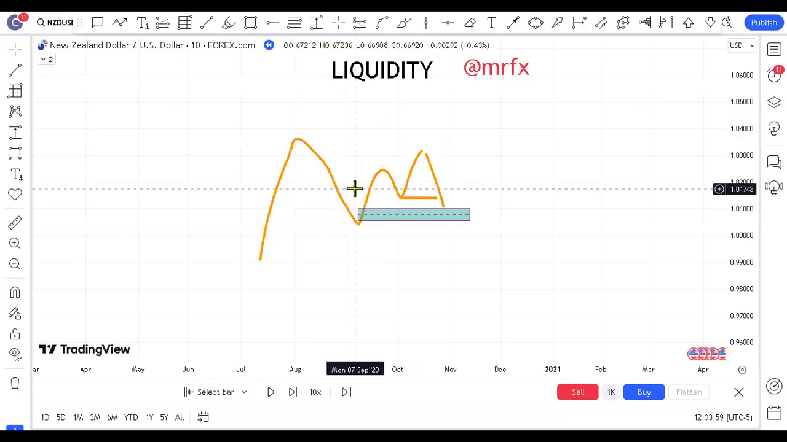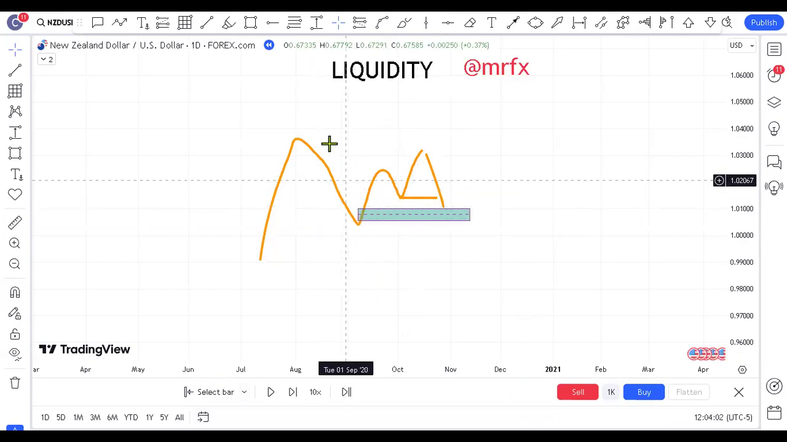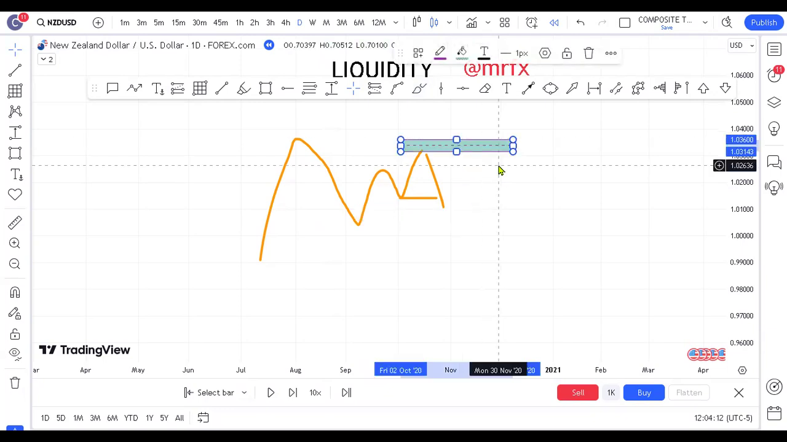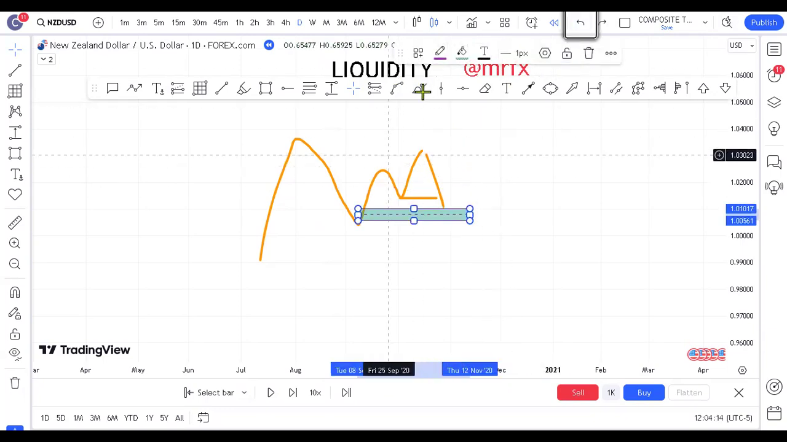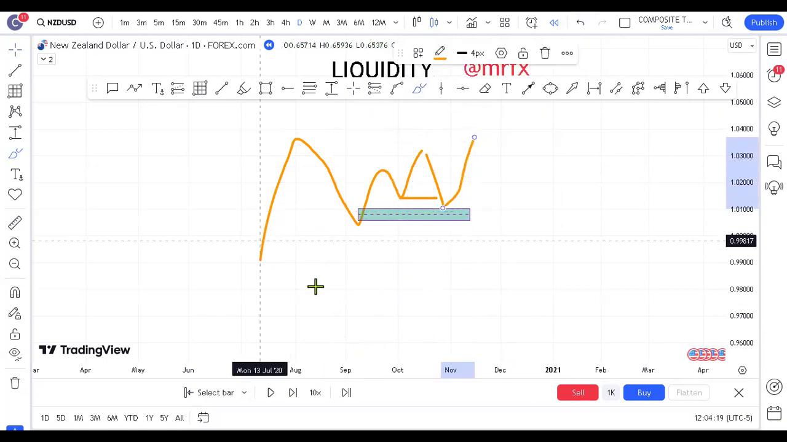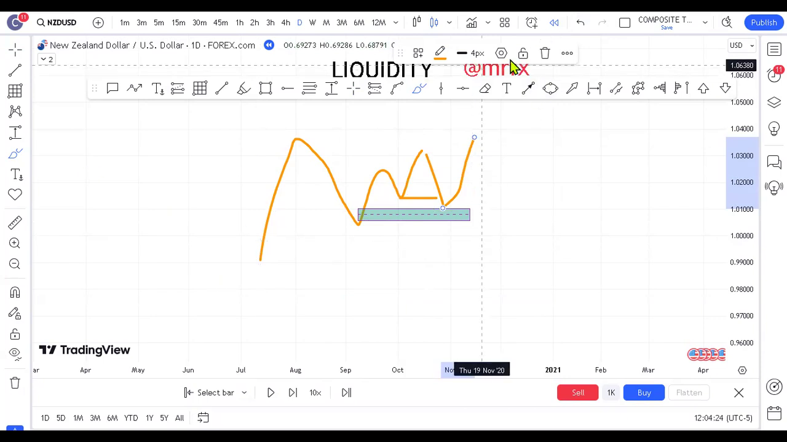When you have a zone like this, most of the time you're going to realize that your market structure will just come back here, mitigate this level, and try to push to the upside. Mitigate this level and try to push to the upside. The same way, you can have a structure like this. Let me use another example here.